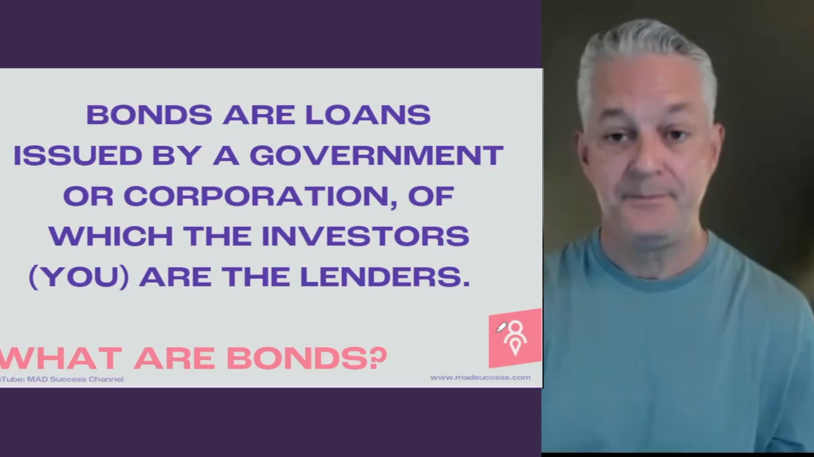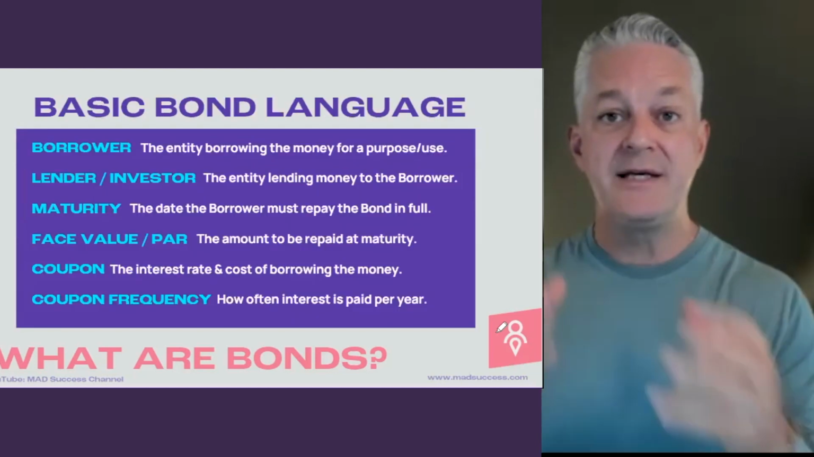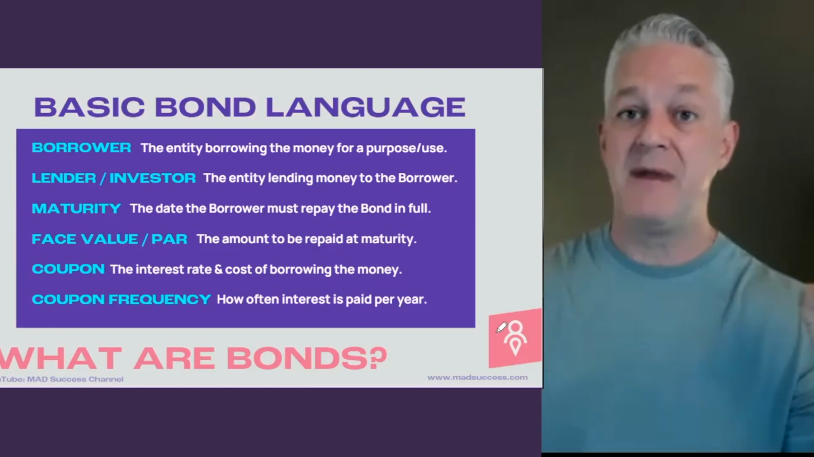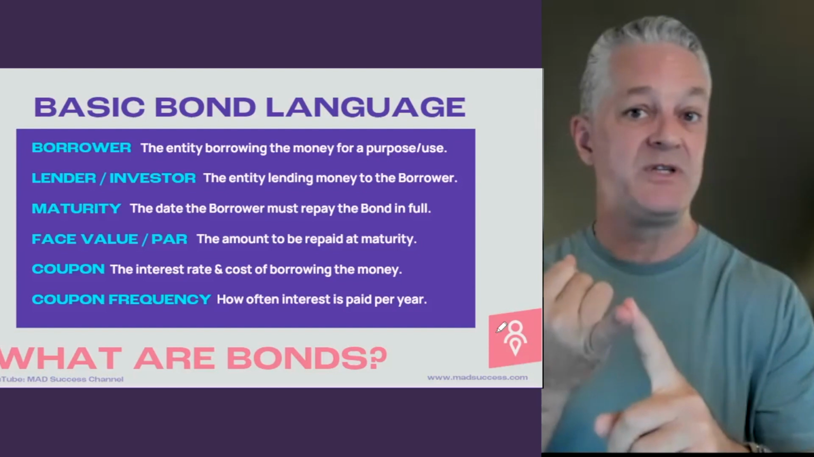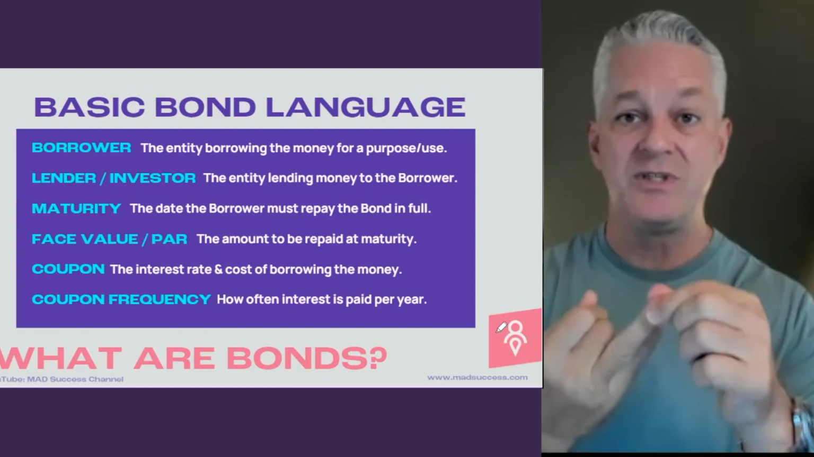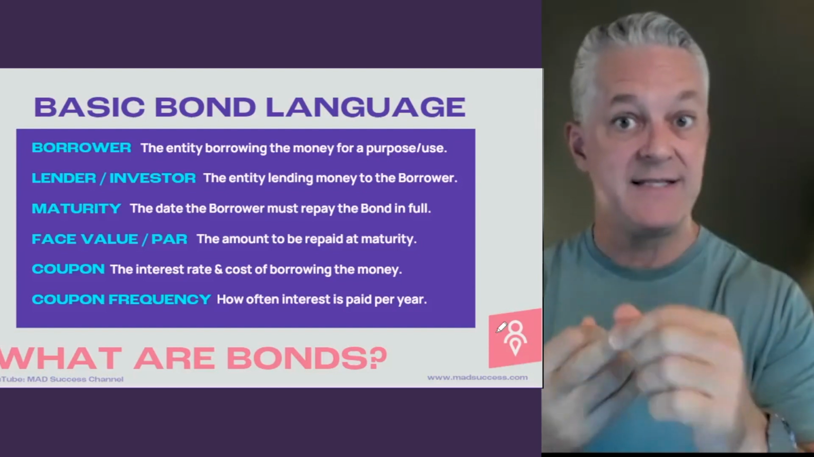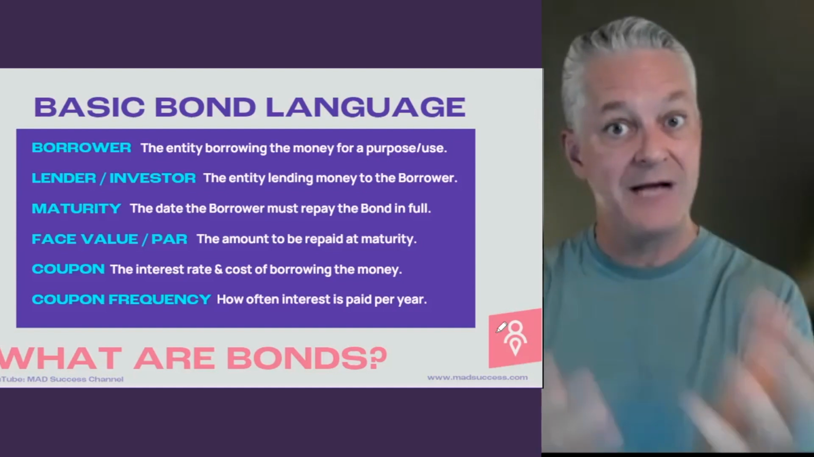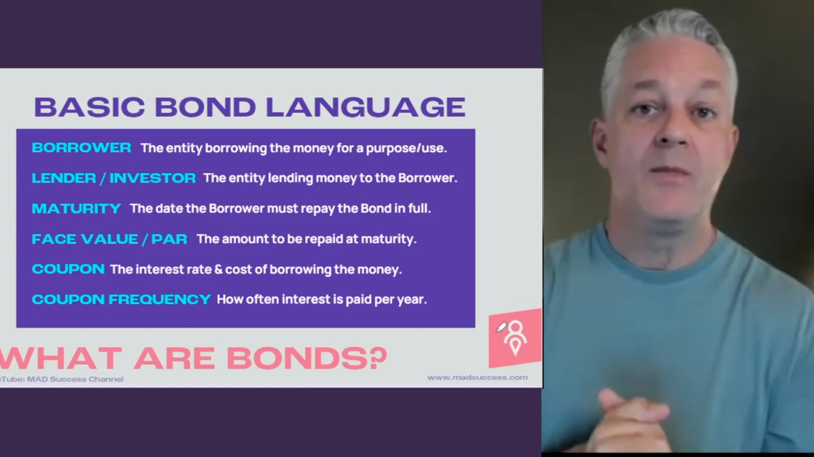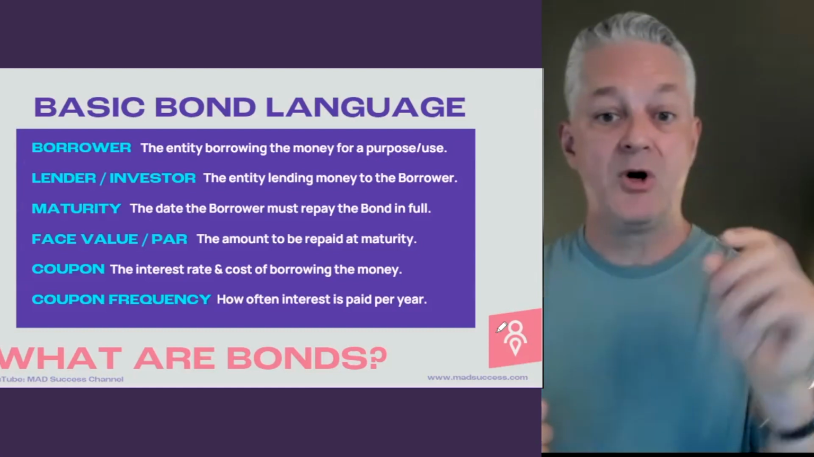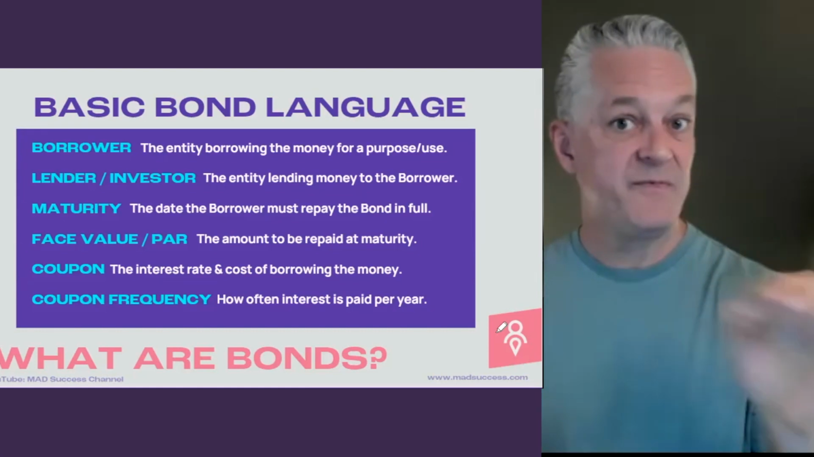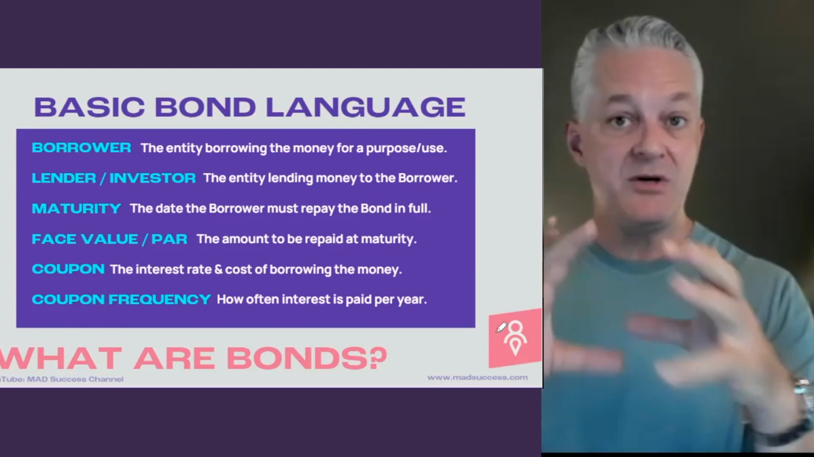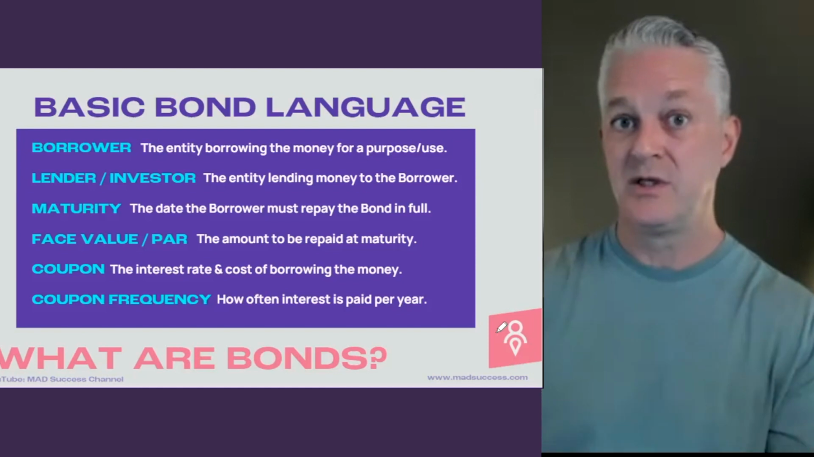It's a debt. So, some basic bond language. You hear me in my other videos talk a lot about the languages of money, right? We have languages of economics, accounting, and investing, and this is the language of bonds. We've got six main points: the borrower, the lender, maturity, what is par or face value, the coupon, and the coupon frequency. These are basic terms that you will want to learn and know.